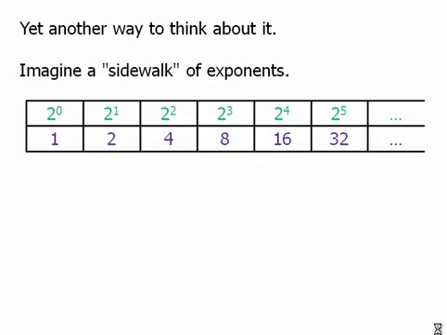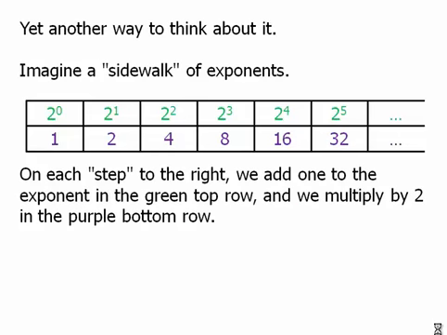Here's another way to think about it. It's good to have as many ways to think about this as possible because it's a somewhat anti-intuitive idea, thinking about negative exponents. It's really good to have a variety of ways to make sense of it. Imagine a sidewalk of exponents. So notice that every power on the top equals the output on the bottom. So that's true for every box here.